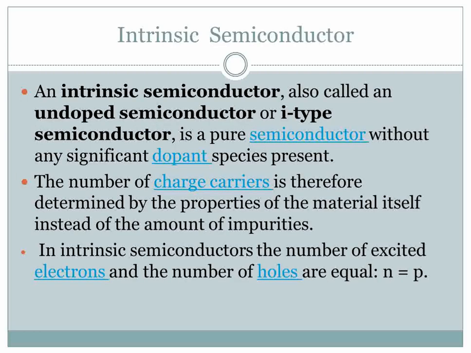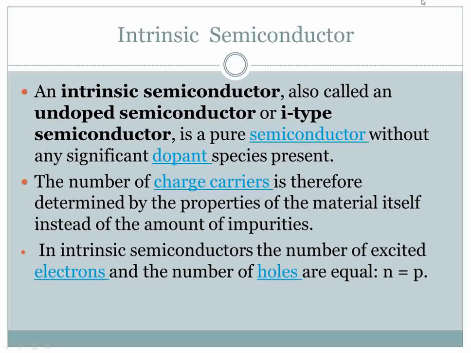So what is meant by intrinsic semiconductor? An intrinsic semiconductor is called an undoped semiconductor, meaning a pure semiconductor, without any significant dopant in the material. A semiconductor has a small energy band gap. At 0 degree Kelvin, all the valence electrons occupy lower energy levels. Therefore, the valence band will be filled with electrons.